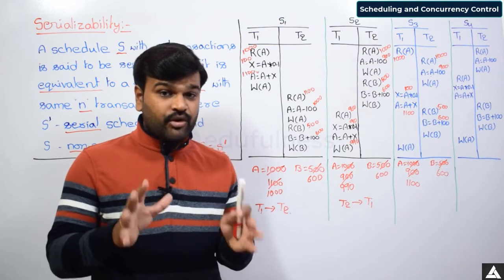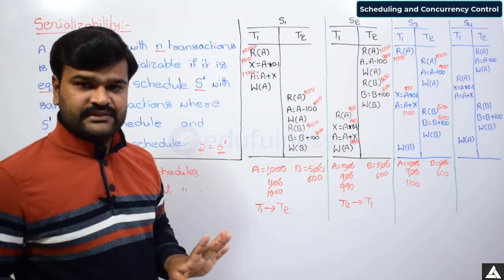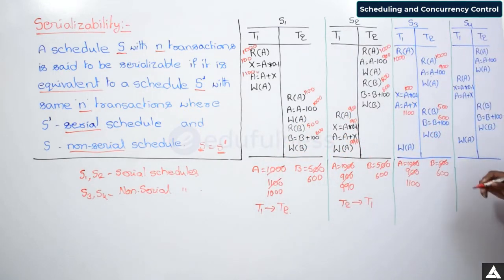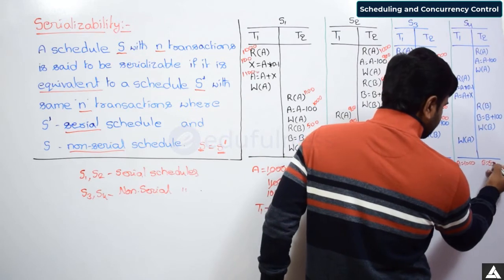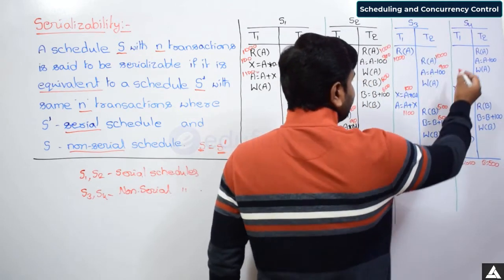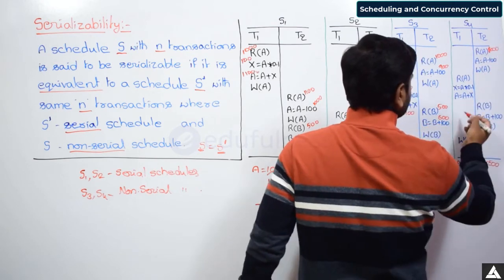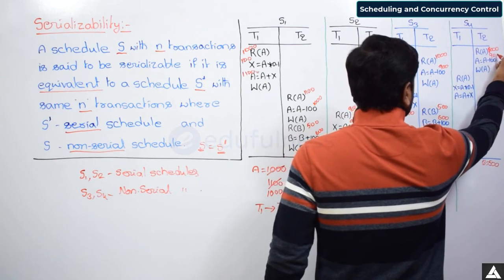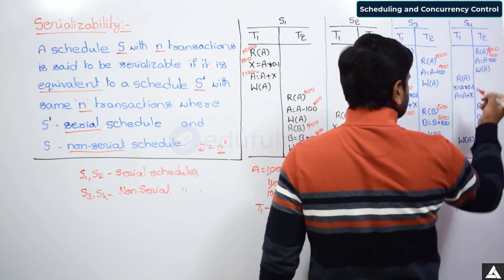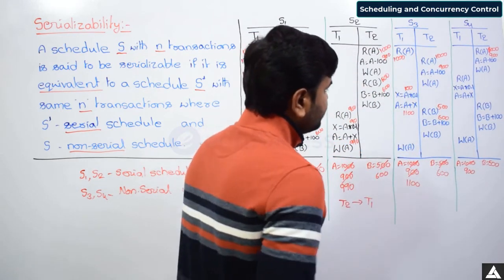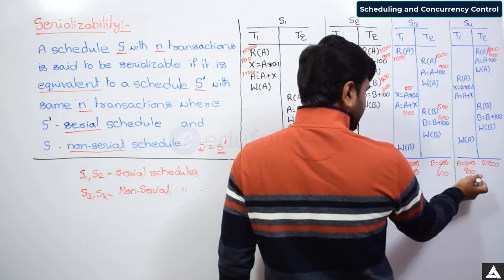Now let us get more clarity after understanding S4 also. So now let us run S4. Here, the A value is initially 1000 and B is 500. Now reading the A value, 1000, it is 1000 initially, reducing by 100 from 1000, and writing back that 900. So 900. Now here you are reading the A value, right now it is 900.